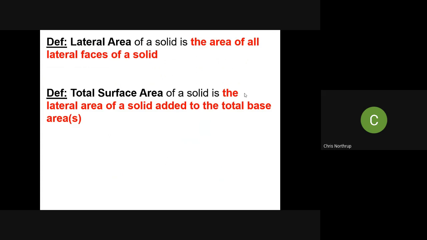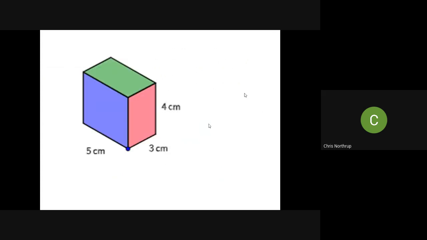So let's take a look at a concrete example here. This prism here looks like it is a rectangular prism. So up top, I have a green rectangle, and then that side one is a blue rectangle, the pink rectangle's there.